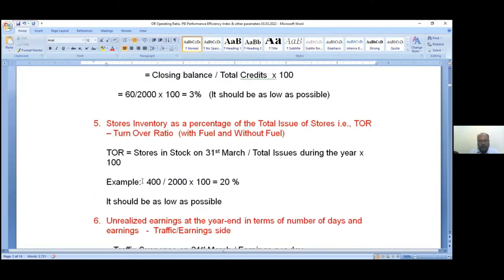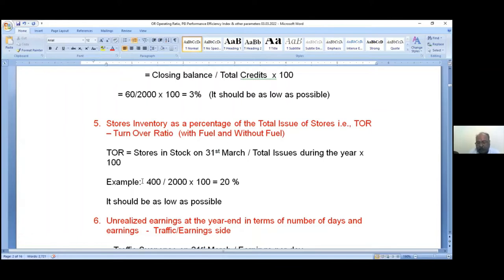Now go for another parameter. This is the stores inventory. This is also on the store suspense side. Stores inventory as a percentage of total issue of stores. Shortly, it is a popular word, TOR, turnover ratio. But it is calculated with fuel and without fuel, because fuel occupies a major portion of the inventory. So by including the fuel, we calculate one turnover ratio. And by excluding the fuel, that means without fuel, other than fuel items, we have to calculate another turnover ratio in railways. So what is the formula of turnover ratio?